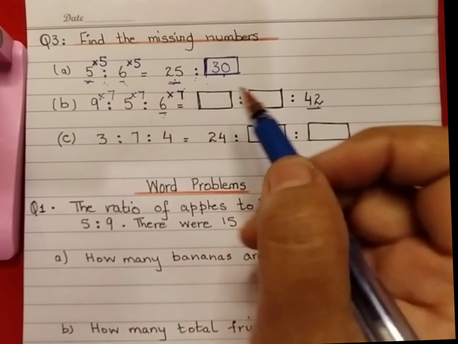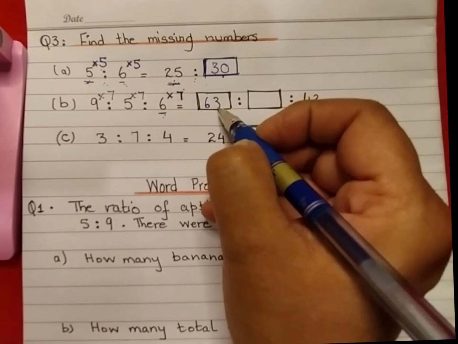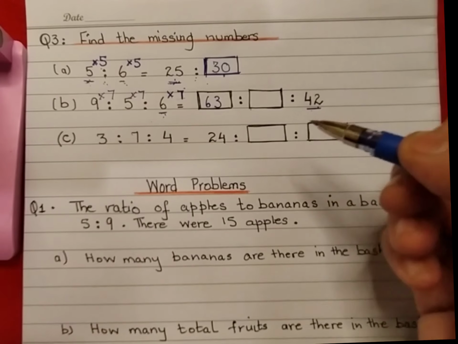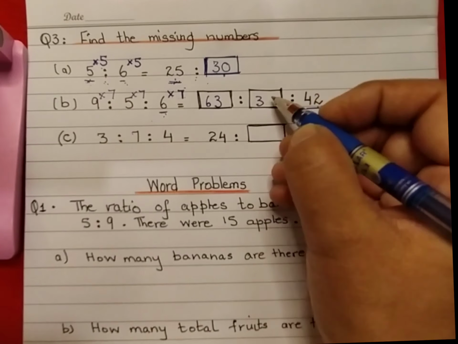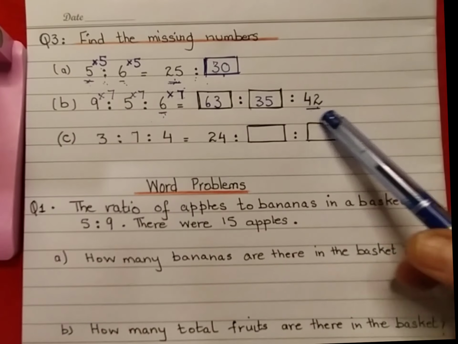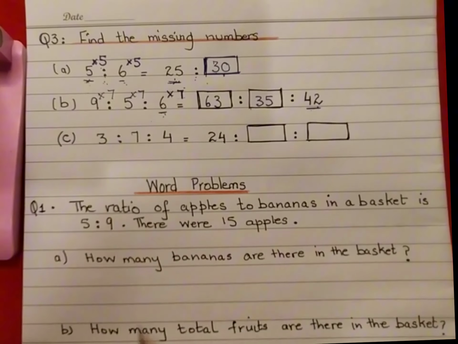Okay, 9 times 7 is giving us 63. You need to be very good at your tables. If you don't remember tables, children, then you will be in trouble. Okay, 5 sevens are 35. So you got your answer. Again, if you want to just make yourself sure, you can reduce it and you will get the same thing here. Now moving on to the third part.